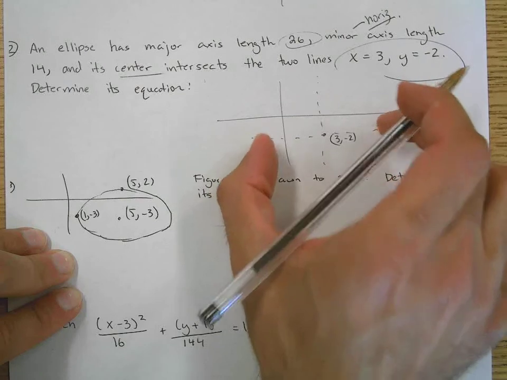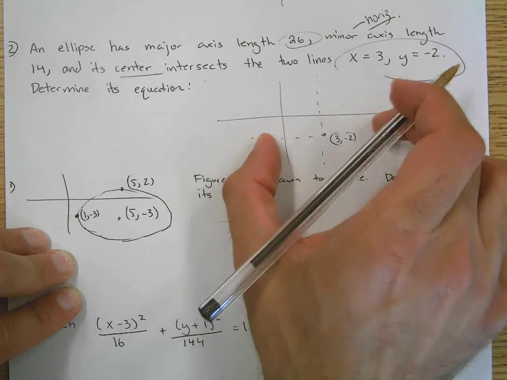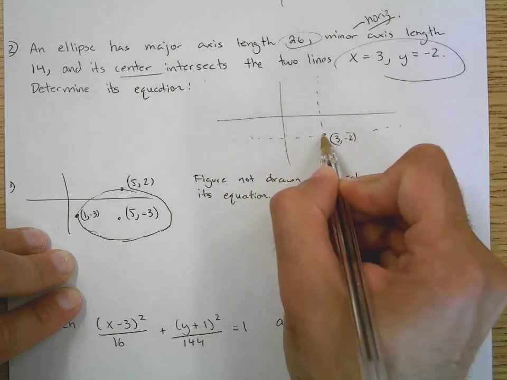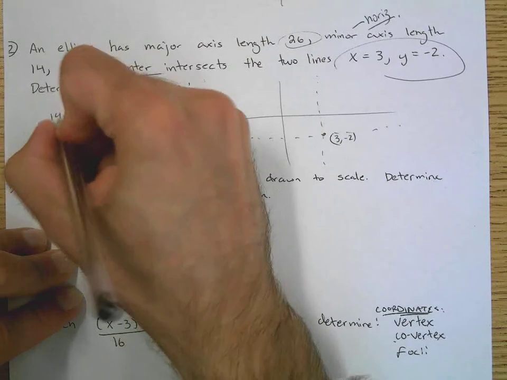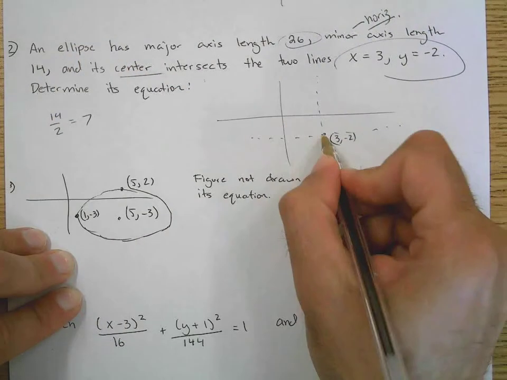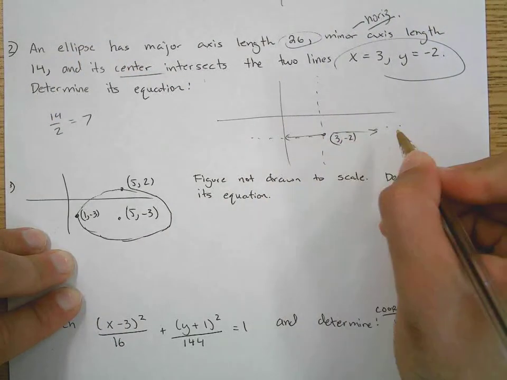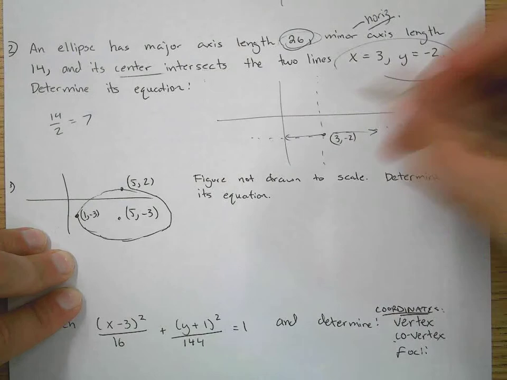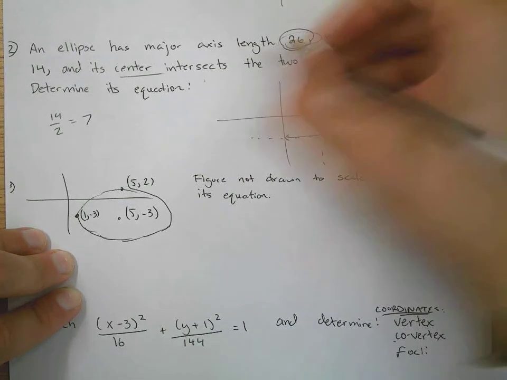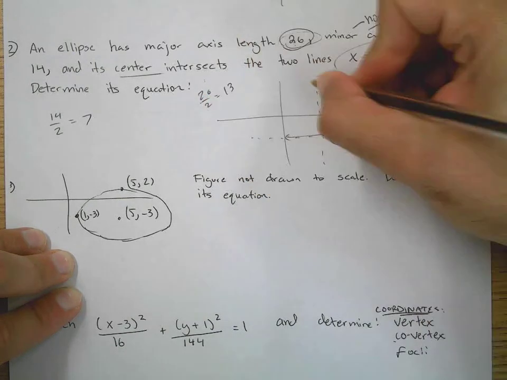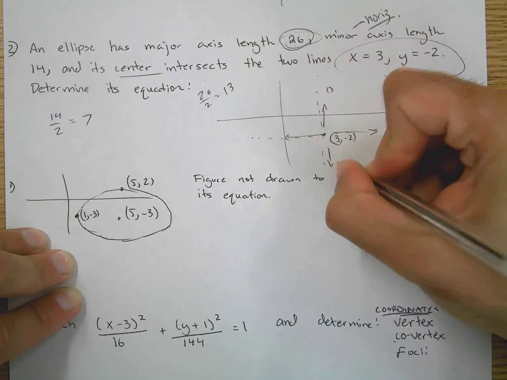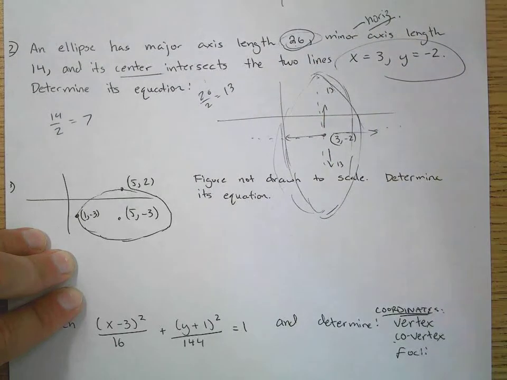So half of it, right, so I'm going to go 14 over 2. I'm going to go left 7, right 7. Same thing here. This would be vertical. I'm going to go up 26 over 2, so that's 13, down 13. It's a sloppy sketch, but it's telling me to determine the equation.